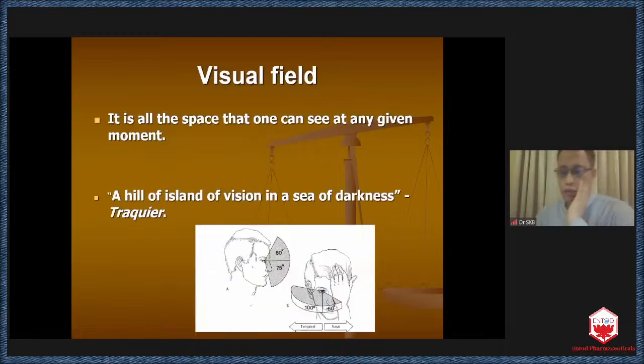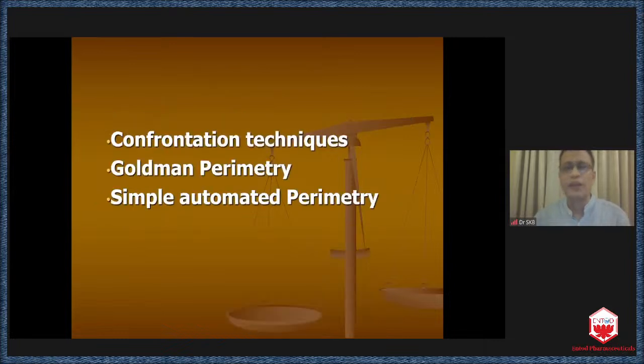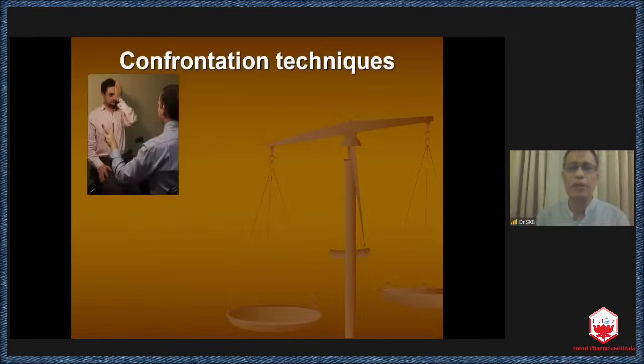So coming to the visual field, the next important test for neuro-ophthalmology, the previous lecture has nicely described what visual field is. Visual field is an island, a hill of vision which is surrounded by a sea of darkness. Now, we have three different methods for assessing visual field: confrontation technique, Goldmann perimetry, and simple automated perimetry.